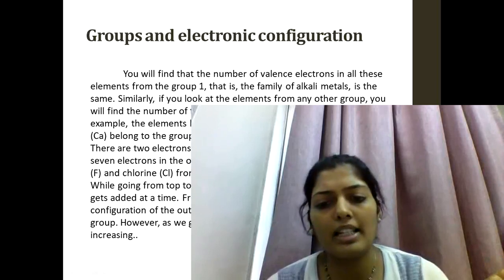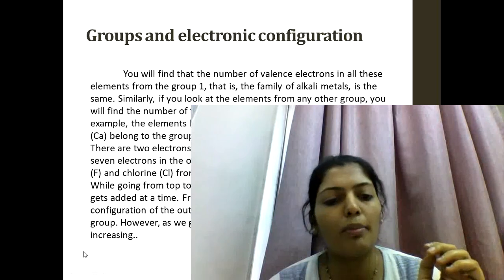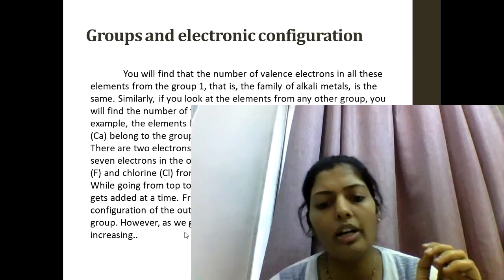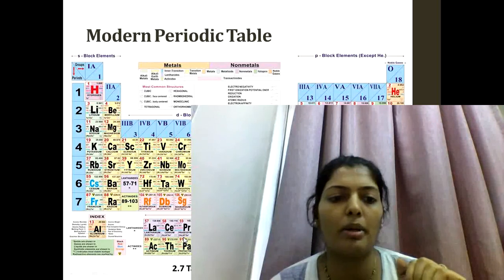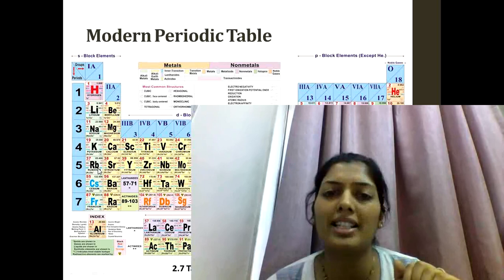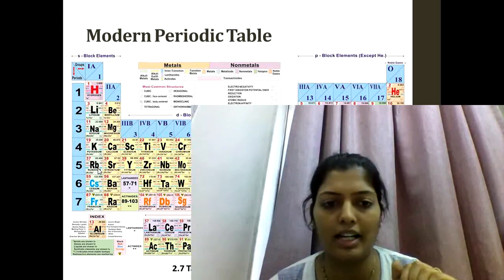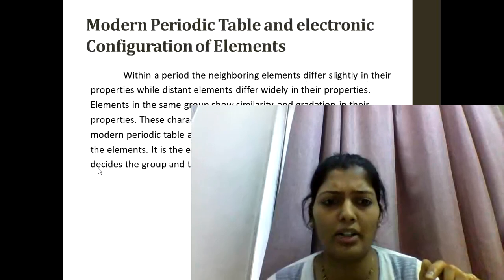From this we can say that the electronic configuration of the outermost shell is characteristic of a particular group. However, as we go down a group, the number of shells goes on increasing. So अभी हम लोगों ने देखा जब हम ऊपर से नीचे जा रहे हैं, each time a new shell is added. Okay, so this was groups and electronic configuration.